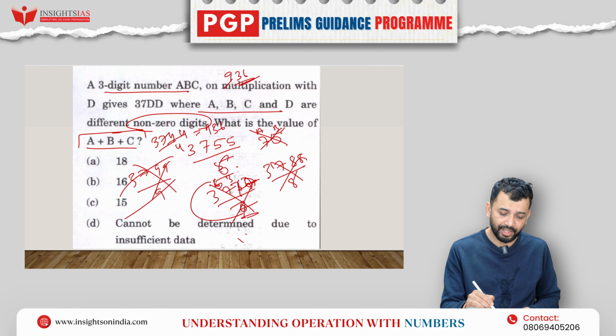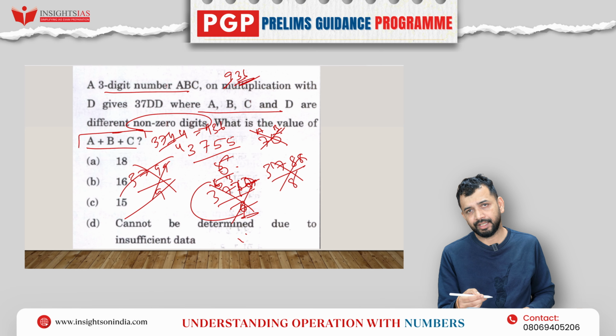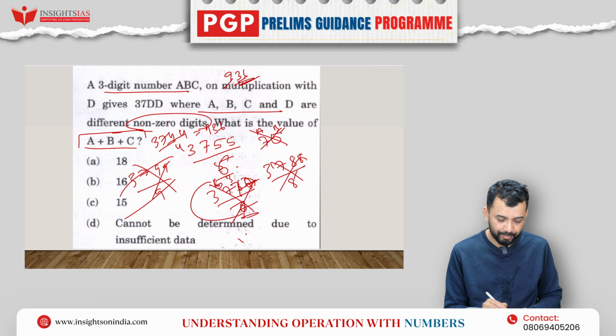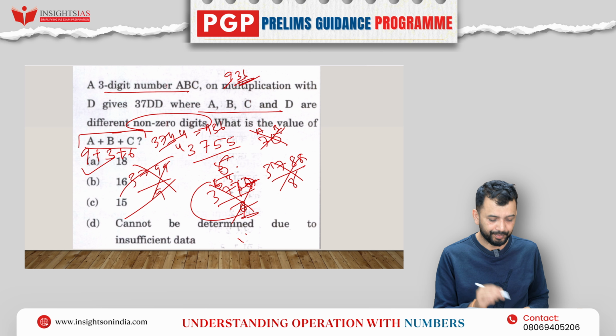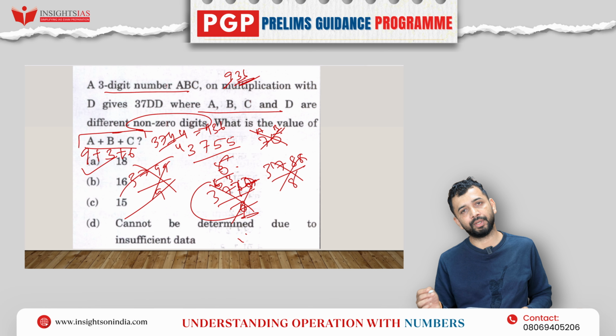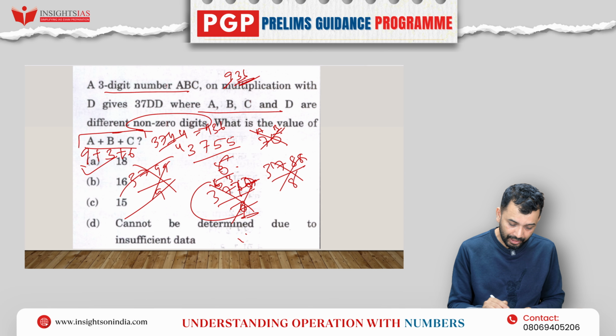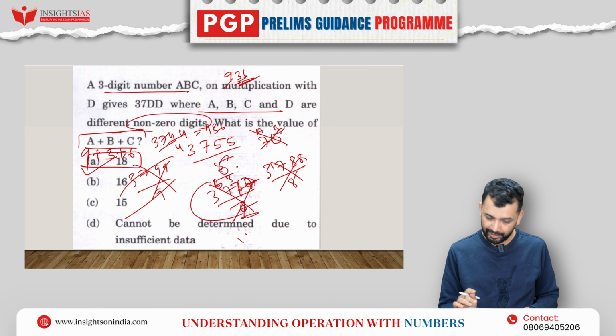So that means A is 9, B is 3 and C is 6. Now they are asking for A plus B plus C, that is 9 plus 3 is 12, 12 plus 6 is 18. So 18 will be your answer. So the answer is A, that is 18.